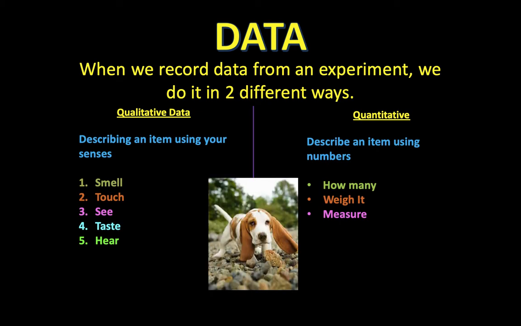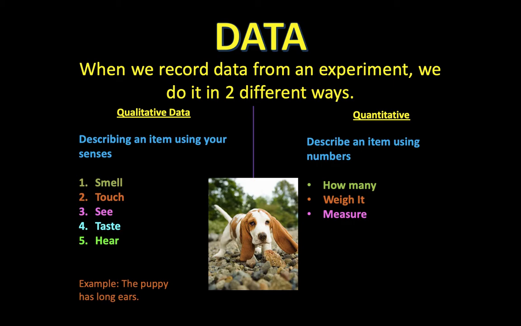Look at this picture right here. You see a picture of a cute little puppy. We're going to come up with some data that uses this picture. We're going to come up with data that is qualitative and data that is quantitative. Our qualitative data, just by looking at this picture, we could say the puppy has long ears. We use our sense of sight to see that the puppy does have long ears.